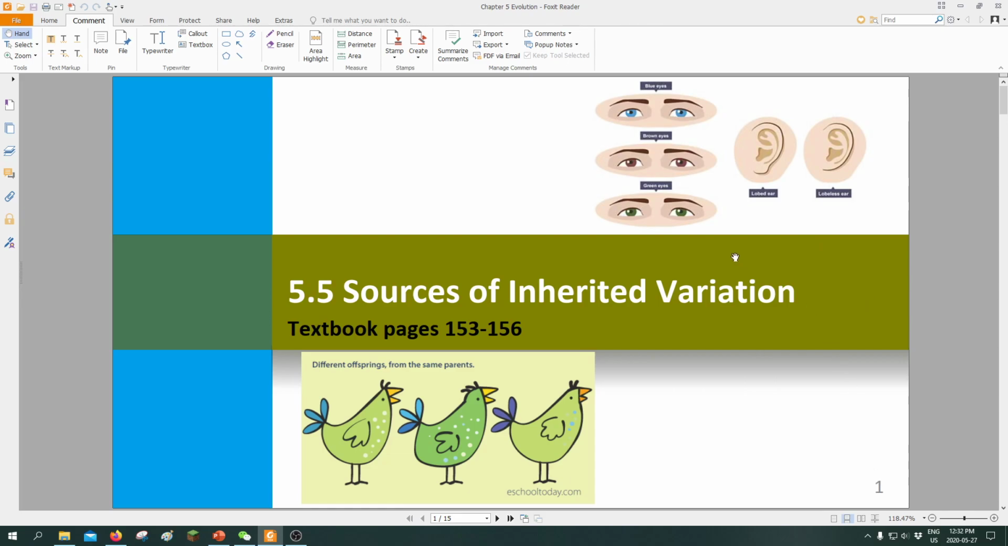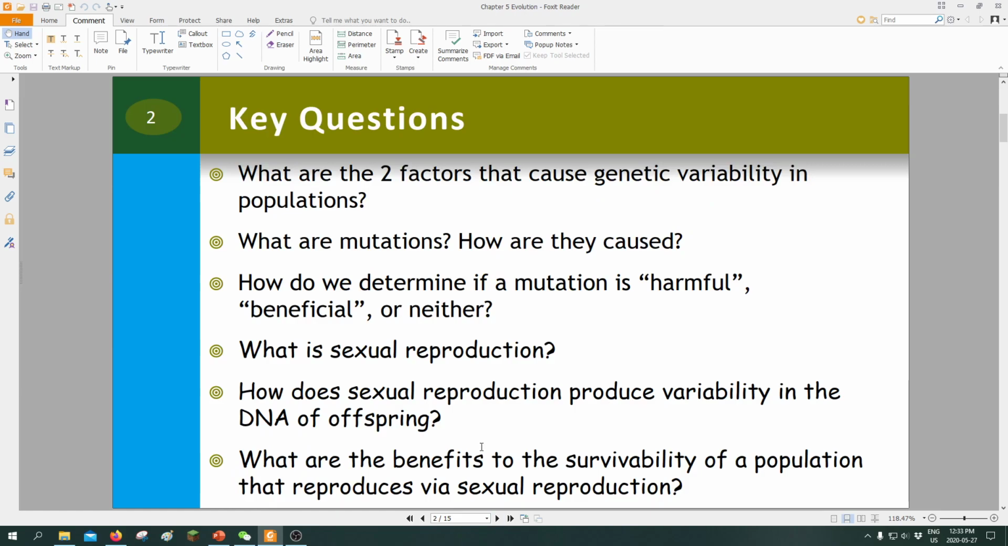If you are following along in the textbook, it's going to be on pages 153 to 156. It's a pretty short lesson this week and a pretty short section of the textbook. So let's dive right in. Of course, these are going to be the key questions that you're going to want to take a look at for this lesson today. You can pause the video and take a look at them. Besides that, we're going to move on.